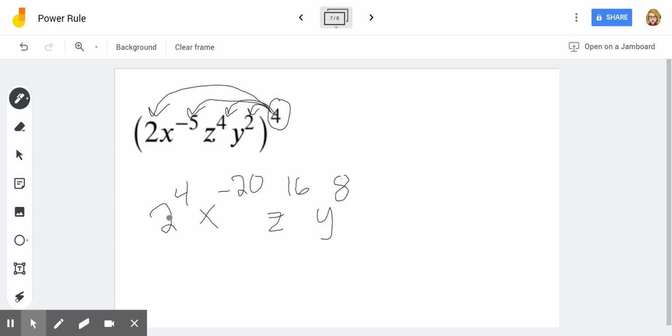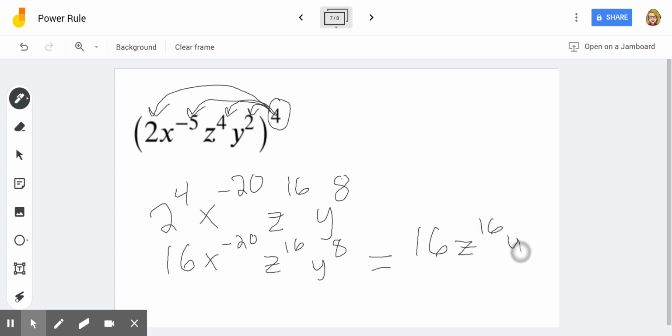So 2 to the 4th means 2 times 2 times 2 times 2, which is 16. x to the negative 20th, z to the 16th, and then y to the 8th. So our negative exponent we're going to write down in the bottom of your fraction. So this right here is your final answer.